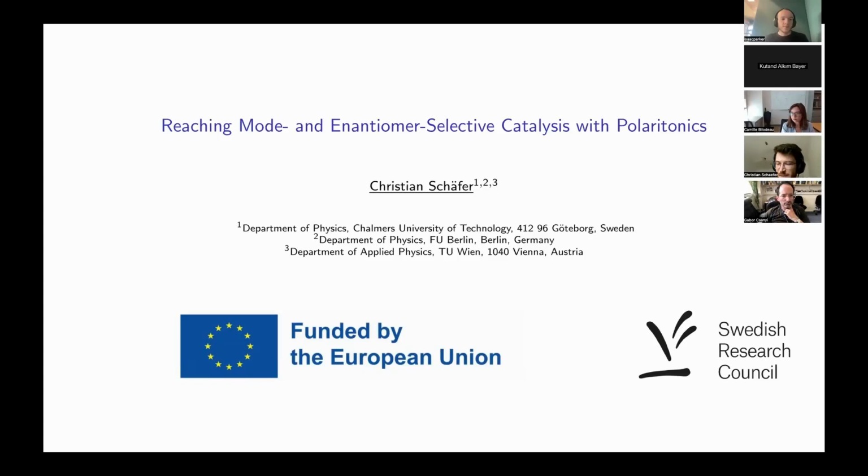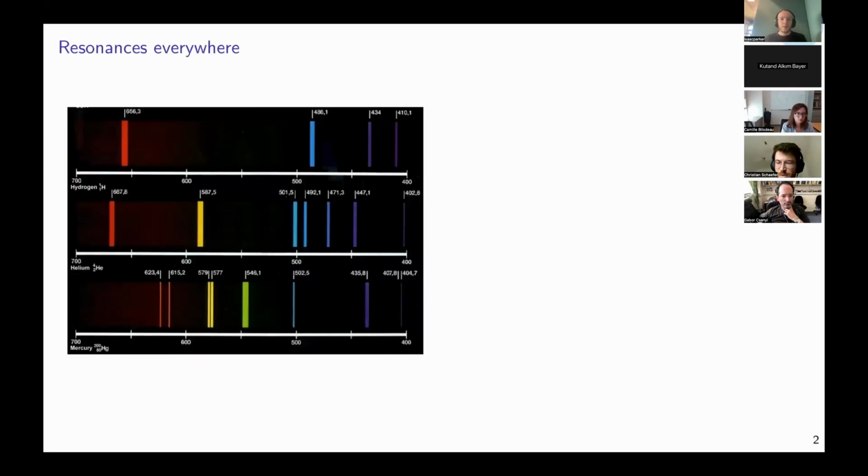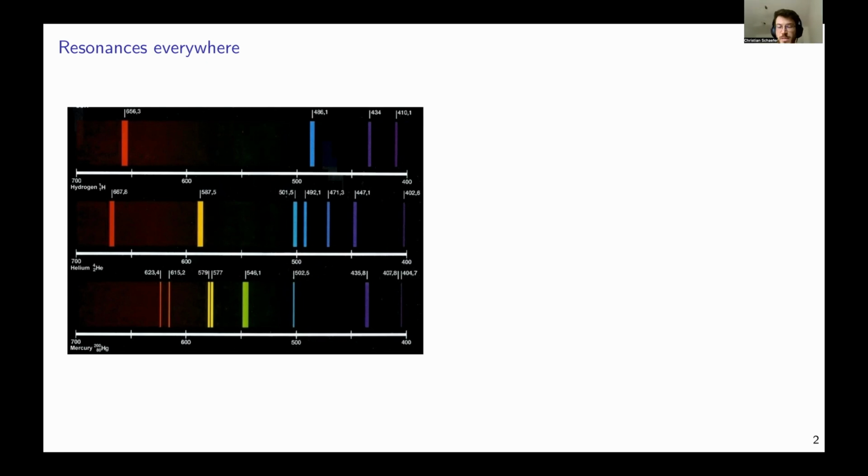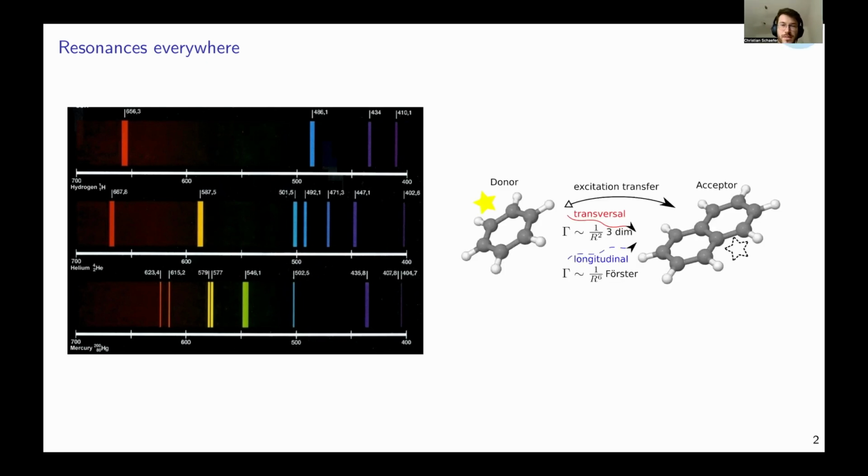Let's get started. If you think about chemistry and physics, then one concept that pops up at some point are resonances. They define where you absorb energy, where you emit energy, but also how you transfer energy within the system. So if you think of a donor-acceptor system, the resonant energy transfer depends, as the name suggests, strongly on the involved resonances inside the system.